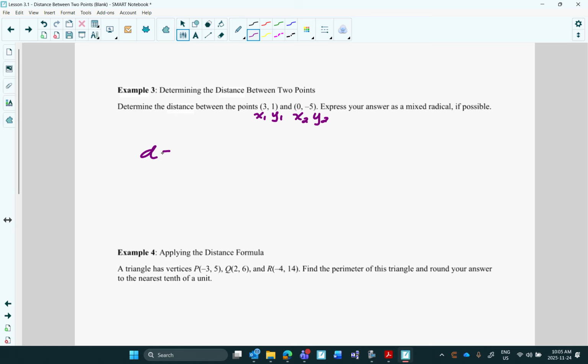So the distance is going to be second x, 0, minus first x, 3, and then I got to square those, plus second y, negative 5, minus first y, 1, and then I got to square those. Add those answers together and square root.